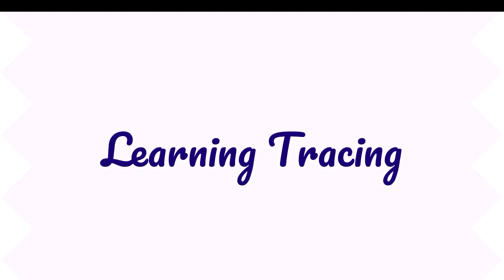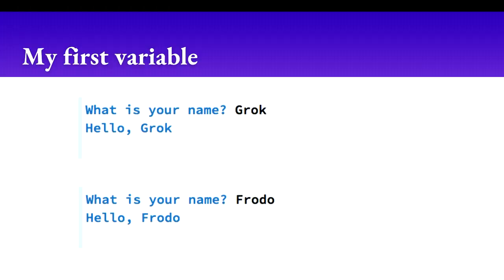Well, learning tracing happens as students learn to code. If you're not teaching it, students are learning it themselves, just in perhaps not an ideal way. The first steps of learning to trace happen when we start out with variables. So here is an example of a problem on Grok. This is the hello name problem. It says, what is your name? Grok, then it responds with hello Grok. If you were to input Frodo, it would respond with hello Frodo. If you were to input Nikki, it would say hello Nikki.